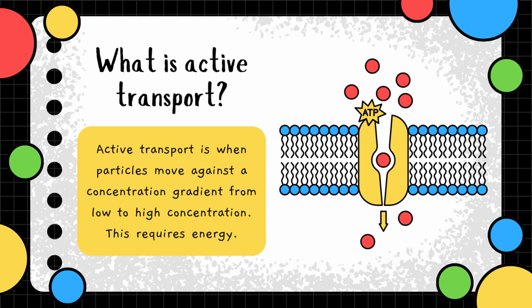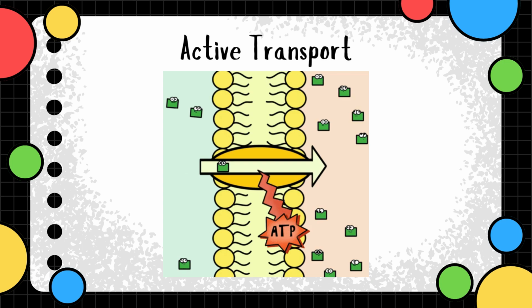What is active transport? Active transport is when particles move against a concentration gradient from low to high concentration. This requires energy. Now let's understand with the help of a diagram. See on the right there is more concentration, or we can say higher concentration, but on the left there is low concentration. So if we have to move from low to high concentration, we need to move against the concentration gradient. For this purpose we require energy. Hence it's active transport.